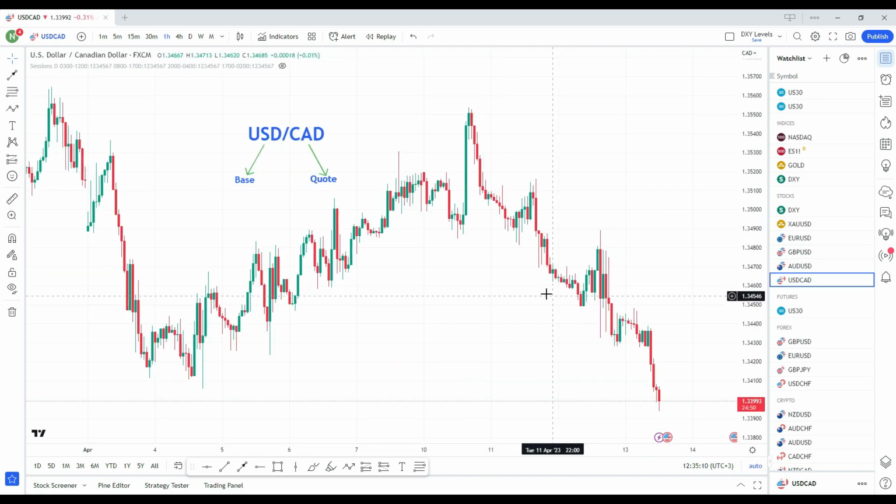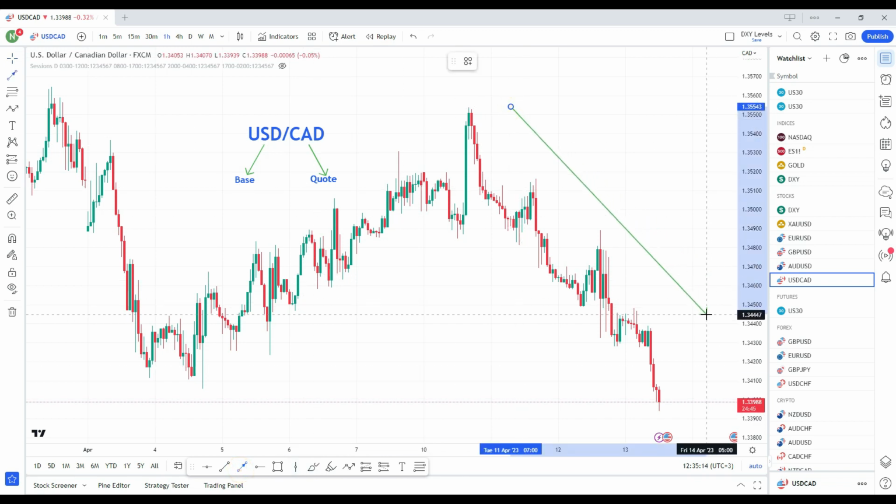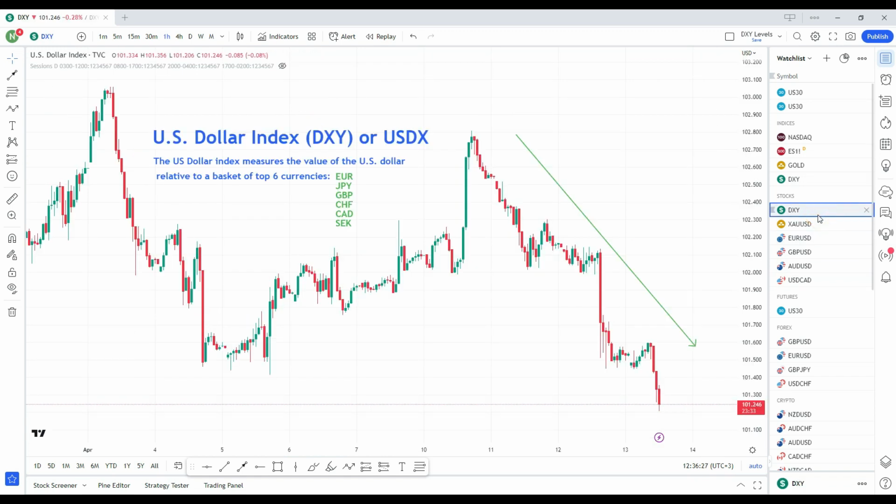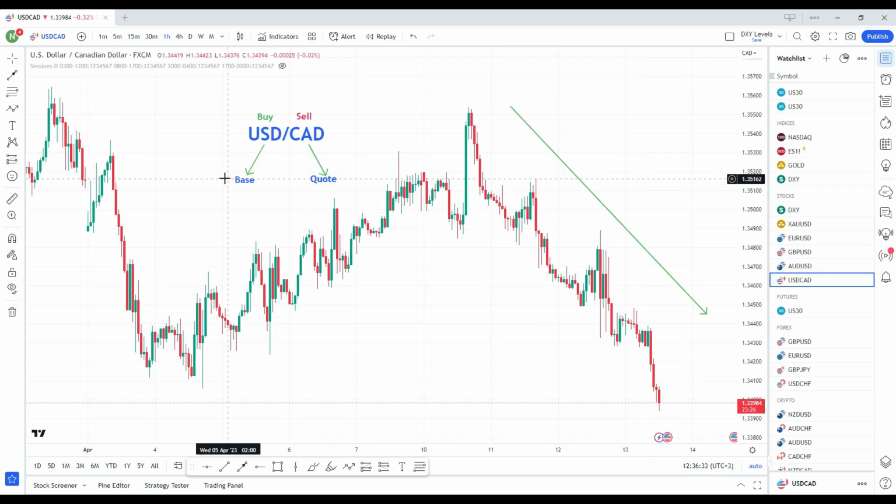And for USD/CAD, it will be on a downtrend. That means you will be looking for sells. You will be selling the dollar, because we say the dollar is weak, so we'll be selling dollar and buying Canadian dollar. So if you're observing the dollar index and you want to consider whether you'll be taking a buy or a sell, you'll be looking at the base currency. You need to consider the base currency.